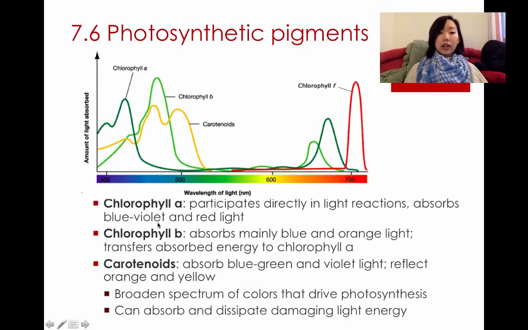The last one is called carotenoids, and that's right here, this yellow line. It absorbs blue, green, and violet light, and it reflects orange and orangey yellow light. It's the color that you see during fall when the chlorophyll starts to die off. The reason why the leaves turn orange and red is because of carotenoids. So this also broadens the spectrum of light that the leaves can absorb. But it's also really important because it can absorb harmful light frequencies, and it protects the plant from damaging UV light and things like that.